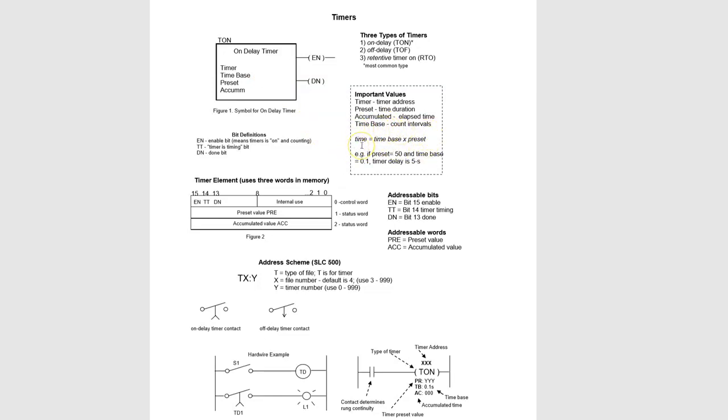So the time of the timer, when it will time out or when it will time on, depending on the type of timer you have, will equal the time base times the preset. In this example, if you set the preset to 50, the time base is 0.1. 50 times 0.1 is 5 seconds. So this will time out or time on in 5 seconds.